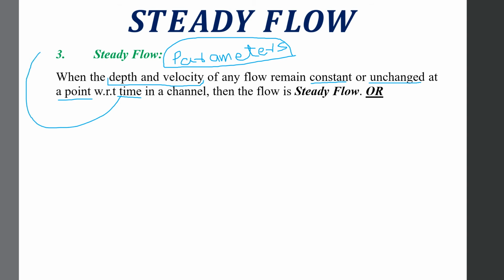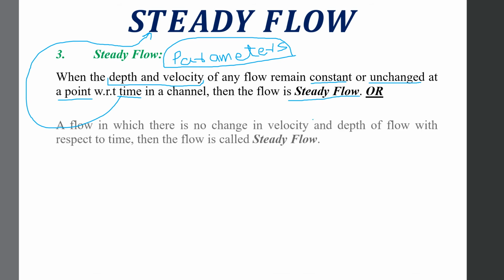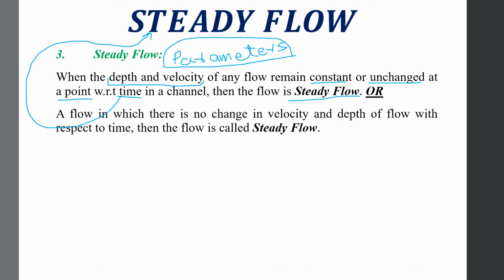This time is from t of steady. When the depth and velocity of flow remain constant or unchanged at a point with respect to time in a channel, then the flow is known to be steady flow. A flow in which there is no change in velocity or depth of flow with respect to time is called steady flow. This is the same definition which I told you in the first two rows. So, how can we draw or understand from figures?